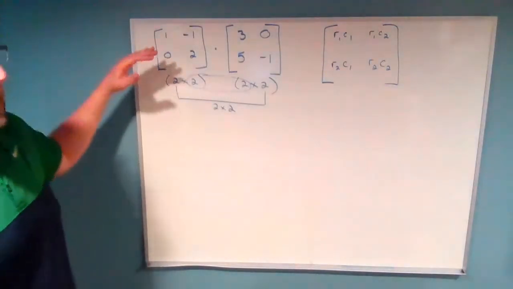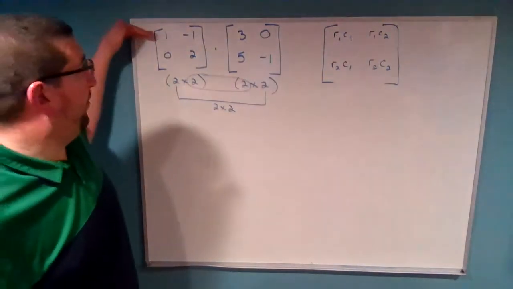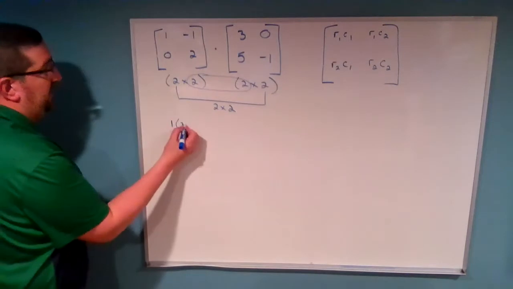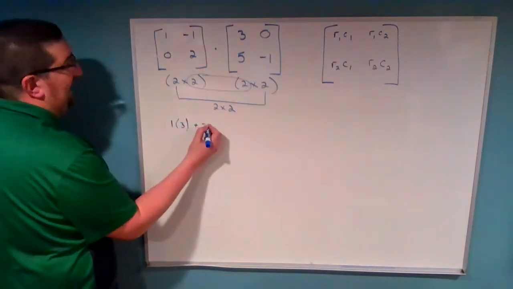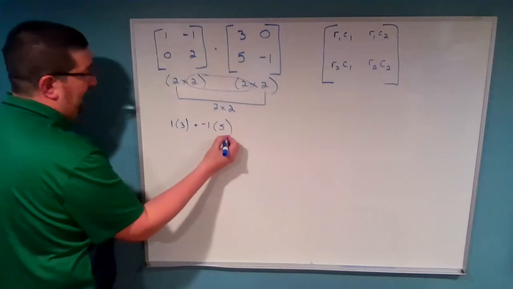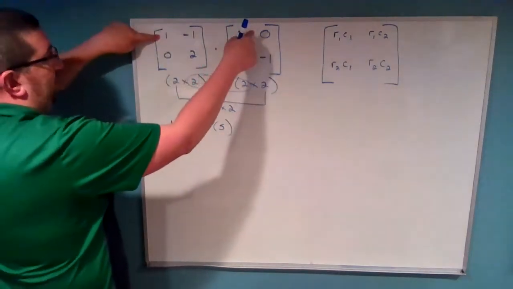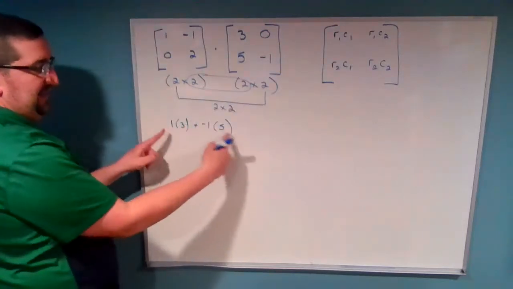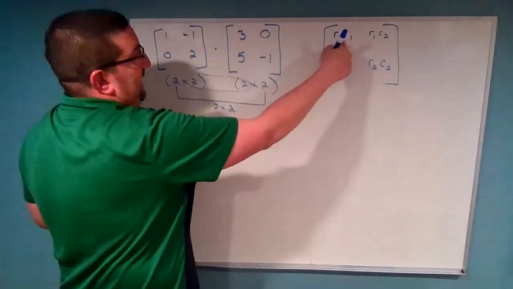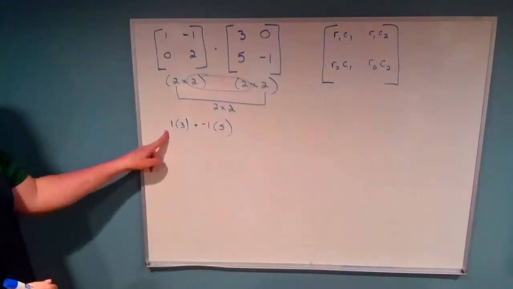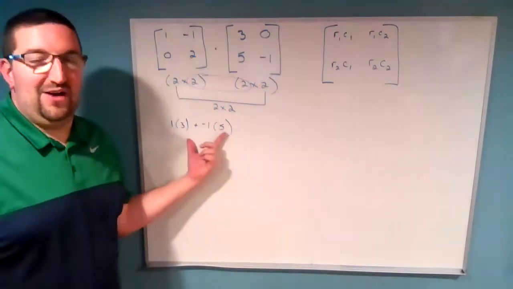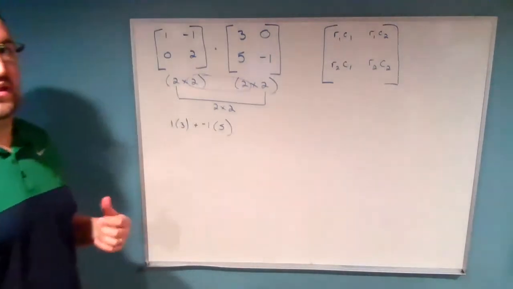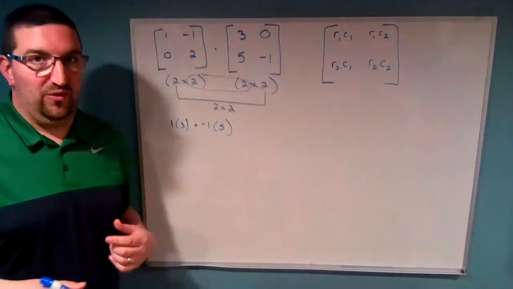So we need to multiply the first row by the first column. So that's going to be 1 times 3 plus -1 times 5. So 1 times 3 plus -1 times 5. That's going to be the result of this little expression here, that first entry here. I like to go through and do all 4 of these operations, and then I simplify. If you want to simplify all at once, go for it.